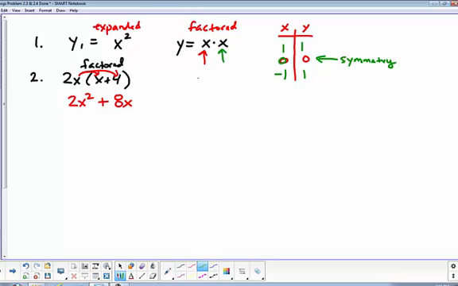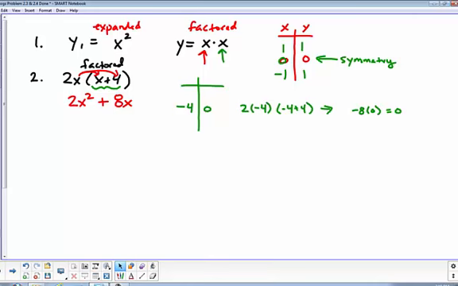When I'm thinking about my table for the 2 zeros, what makes this parentheses 0 is -4. So if I plug -4 into both of my x's, I get -8 times 0, which is 0. The other 0 is what makes 2x 0, and that's 0. Because 2 times 0 times 0 plus 4 is 0 times 4, which is 0.